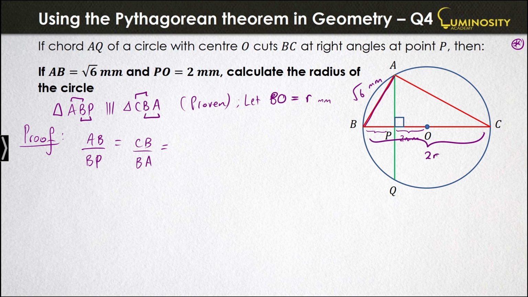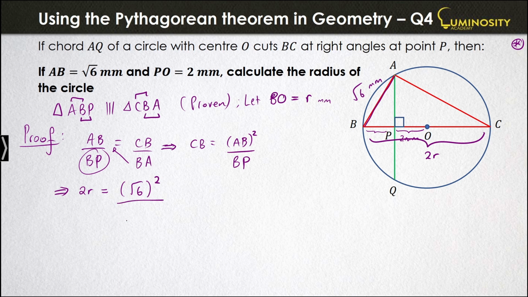So what I'm going to do is get CB on its own here, so I'm going to cross multiply both sides by BA. So CB equals, well, AB and BA are exactly the same length, so it's AB squared, still divided by BP. Now CB I can replace with the fact that it's a diameter, so it's twice the radius, 2R, and that must equal AB, which we were given as root 6 millimeters, squared, divided by BP.